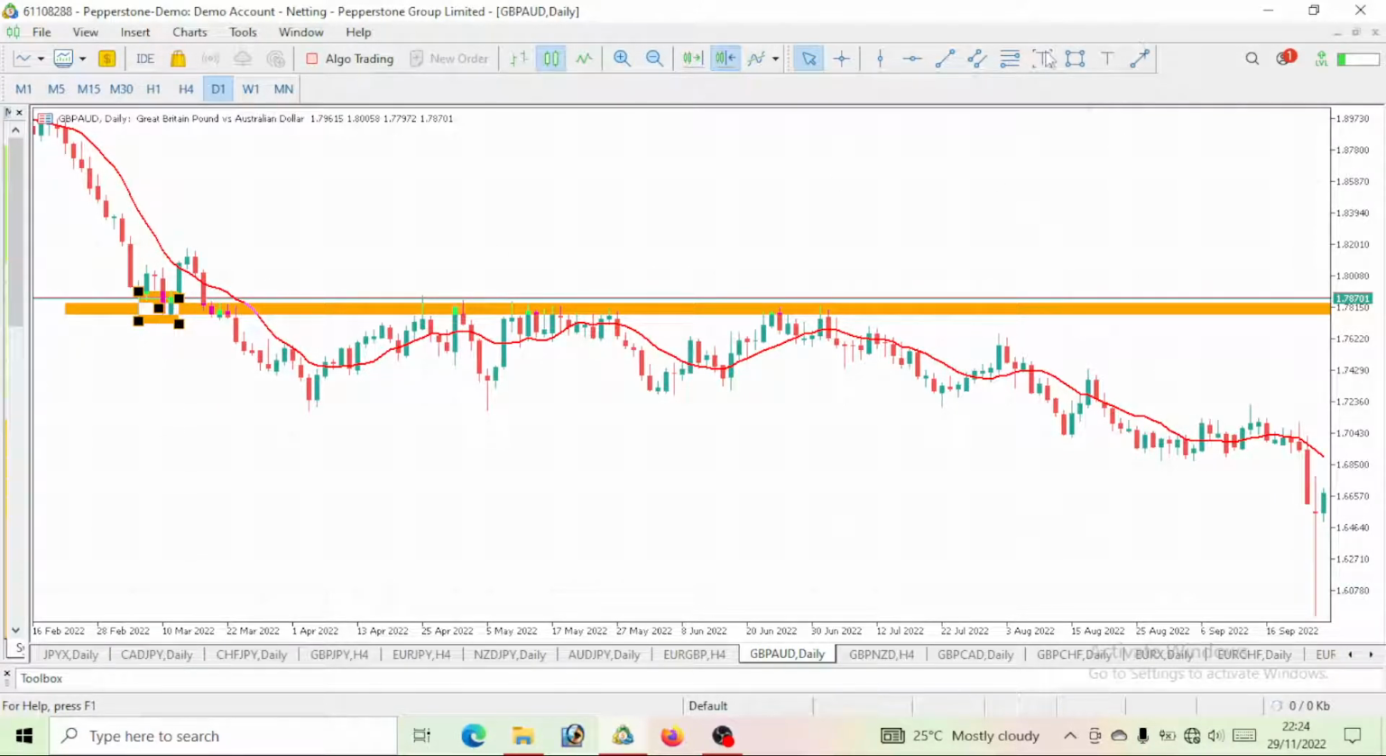We saw price reacted to this level. We also highlighted all these levels here. Price has reacted to all these levels here, right? So we see if price drops to this same level, we expect a reaction at that level.